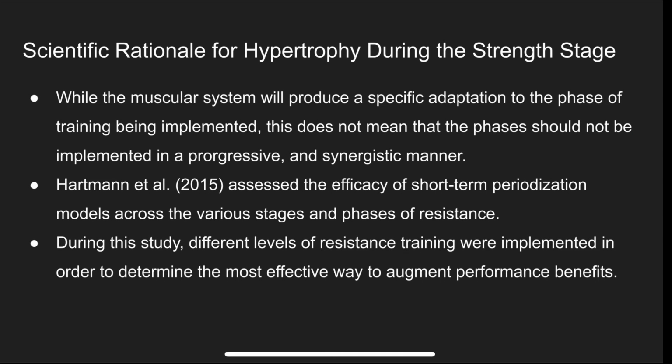While the muscular system will produce a specific adaptation to the phase of strength training being implemented, this does not mean that the phases should be mixed and matched and not implemented in a progressive synergistic manner. Ways to implement strength training have been assessed in current research, and Hartman et al. 2015 assessed the efficacy of short-term periodization models across the various stages of resistance training. During this study, different levels of resistance training were implemented in order to determine the most effective way to augment performance benefits.